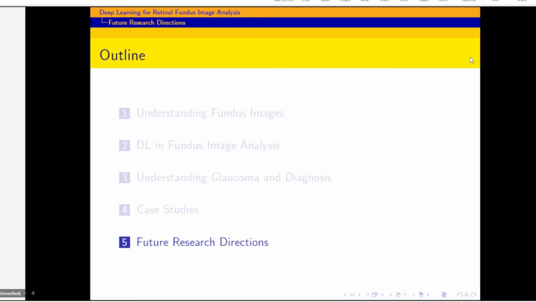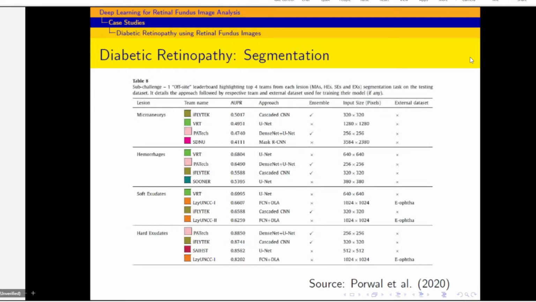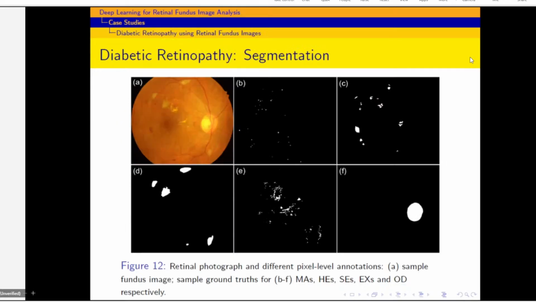Yeah, so I have shown you only two types of problem statements, and there can be a couple of similar problem statements in this area. By using retinal fundus images, you can detect several other eye conditions like cataract and DME. Also, you can detect myopia, which is very, very important, right?